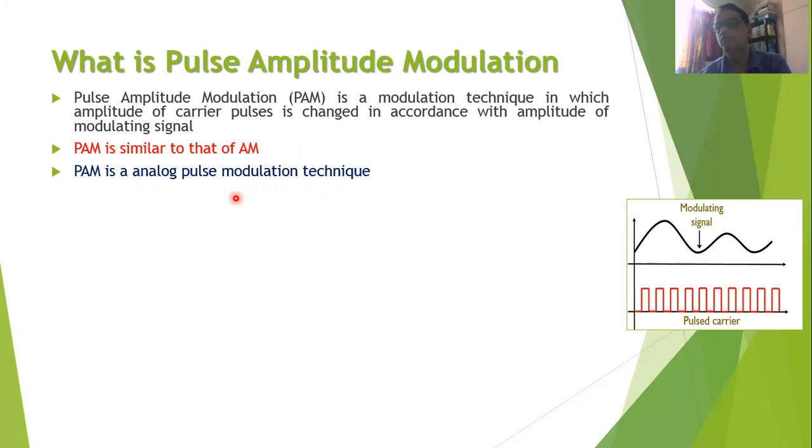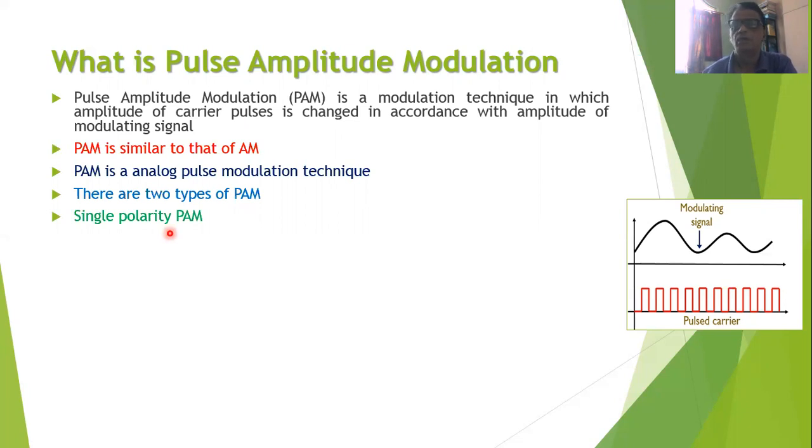So this is not a digital one. This one is the analog pulse modulation technique. You will find that there are basically two types of PAM. The first type is called single polarity PAM, where we will get the pulses only above the zero level, only in the positive half section. The other type of PAM is called dual polarity PAM, in which it is possible to have the pulses in the positive section as well as the negative section.